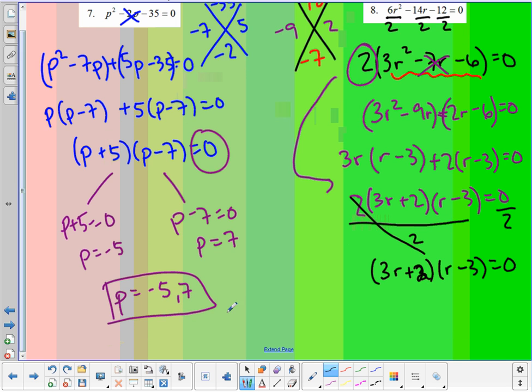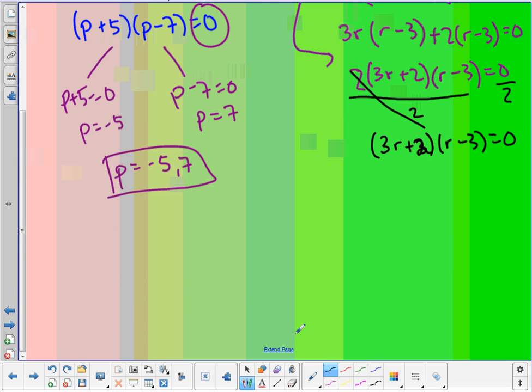If there were an r with it, if there is a variable with that GCF, now all of a sudden it becomes part of your solutions. But since there's no variable with that GCF, I don't need to worry about it. So I'm really just worried about the 2 factors in the middle. I have 3r plus 2 equaling 0 and r minus 3 equaling 0.